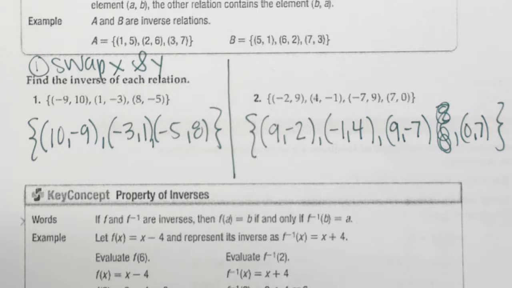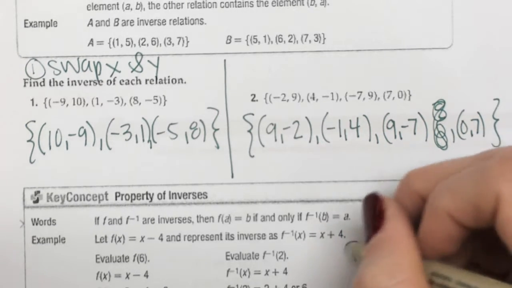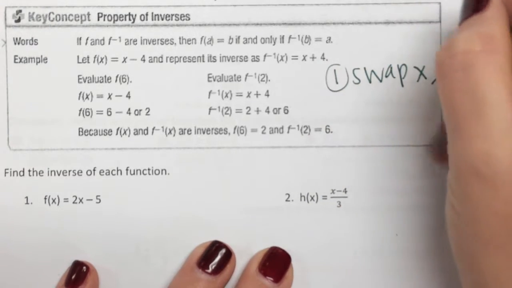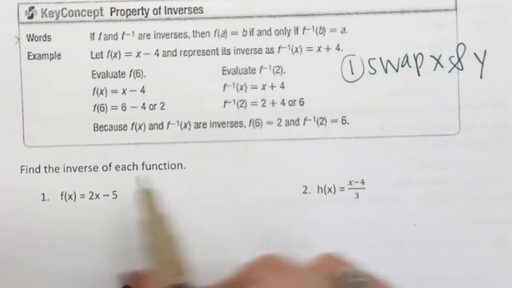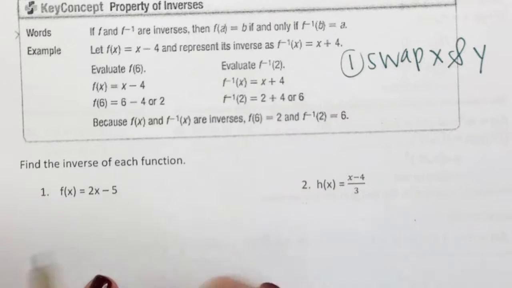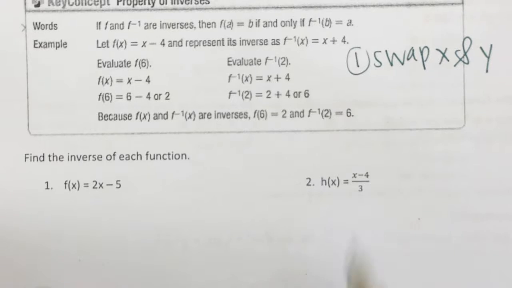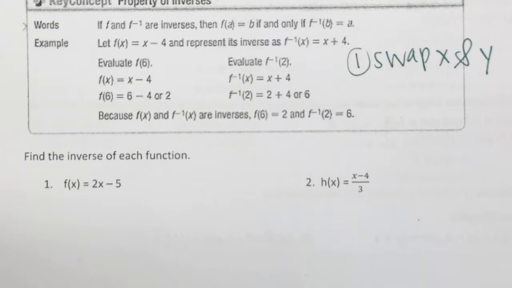And now with a function, it's almost the same. You have the same first step. Swap x and y. But as you can see in functions, do you see an x in each one? Yes, it's right here and right here. Do you see a y in each one? You don't see it, but who knows what y is in each one?